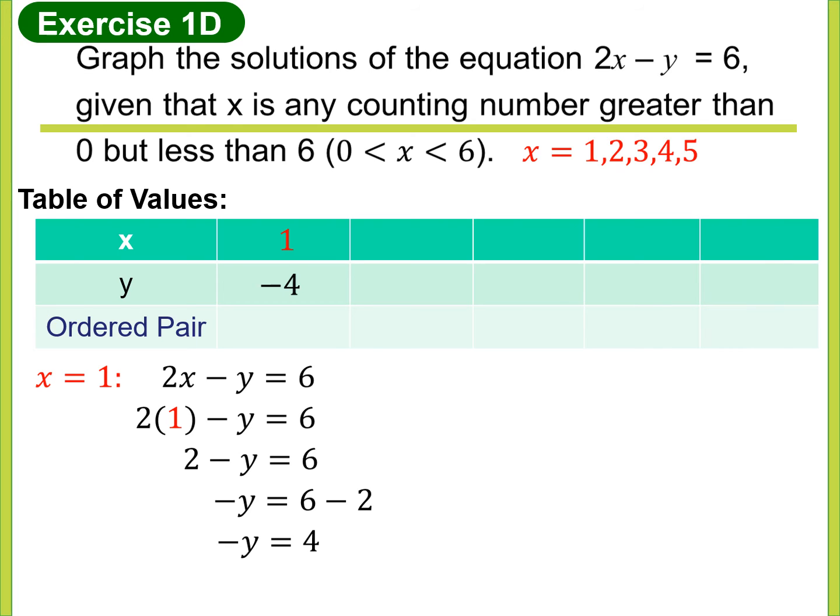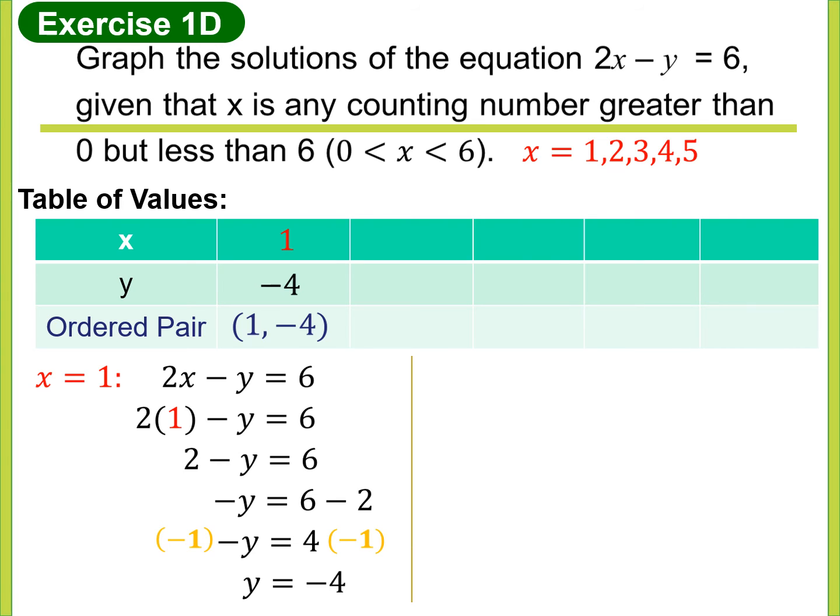Then since we have a negative y, we are going to multiply both sides by negative 1 so that negative 1 times negative y will become positive y. And 4 times negative 1 is negative 4. So when x is equal to 1, y is equal to negative 4. And we have the ordered pair 1, negative 4.